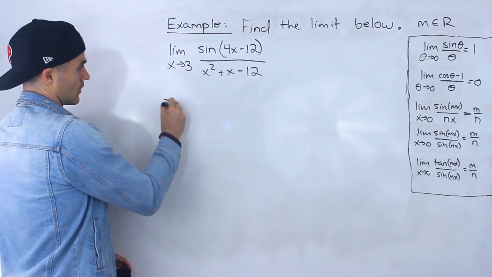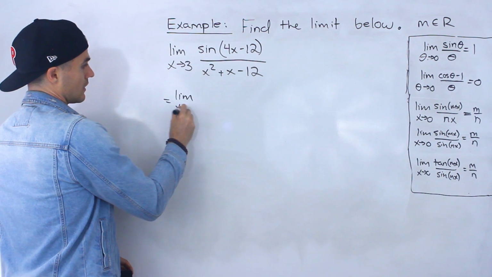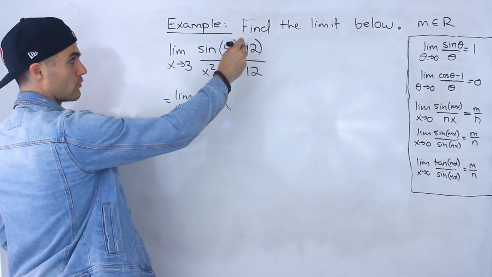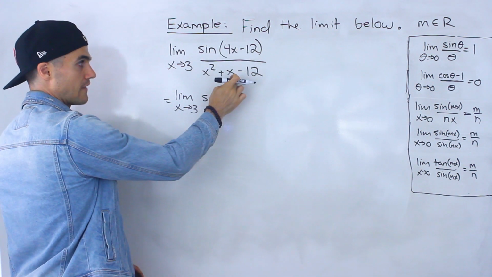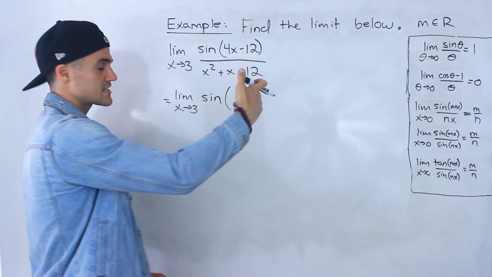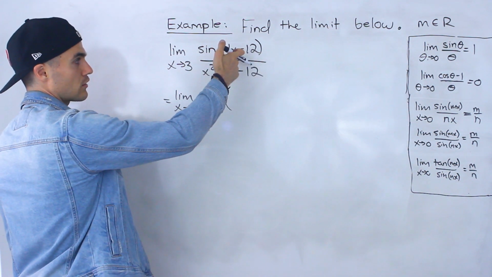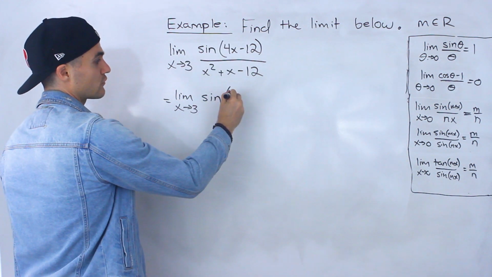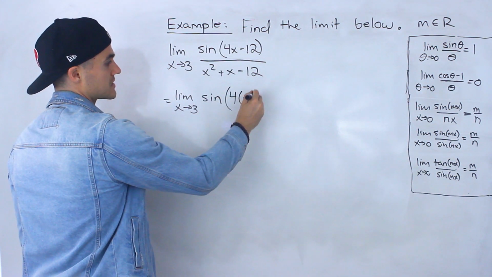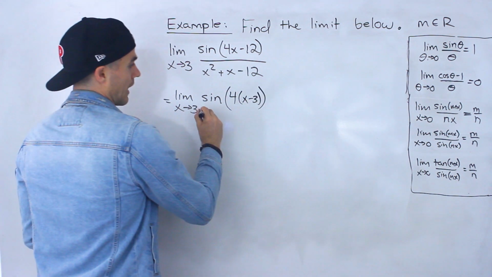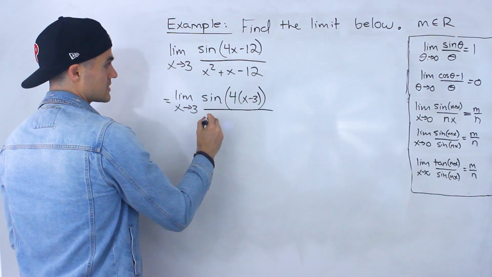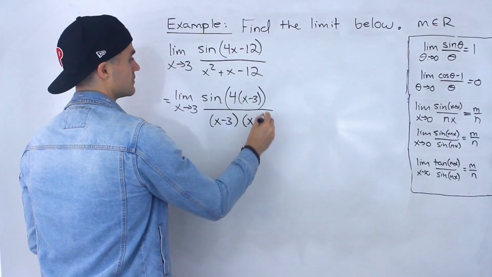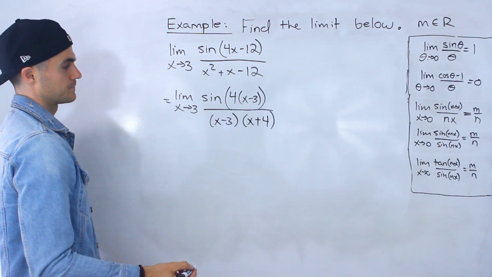What you've got to do here is factor both this expression and then this expression. Notice in the previous example, we weren't factoring the expression inside the sine, but this time we do. We've got to take out a 4, and we'd be left with an x minus 3 there. And this is going to be all over, if we factor this, x minus 3 times x plus 4, like that.